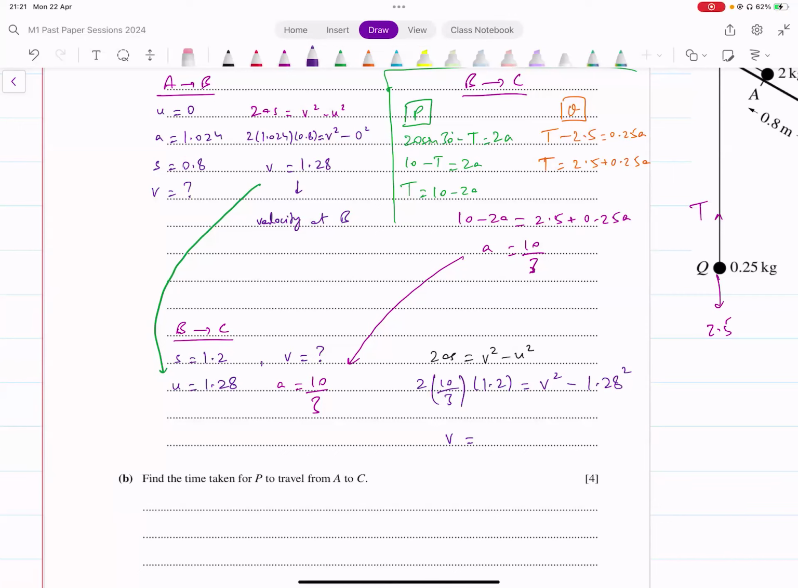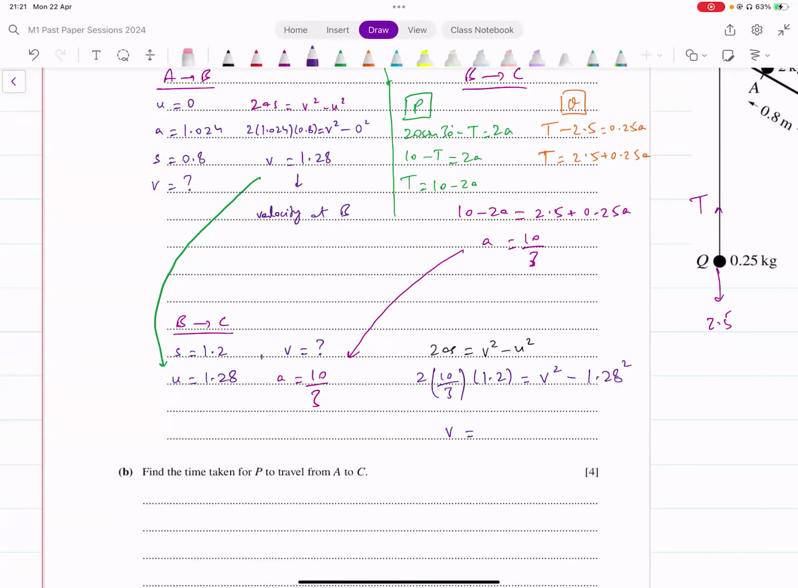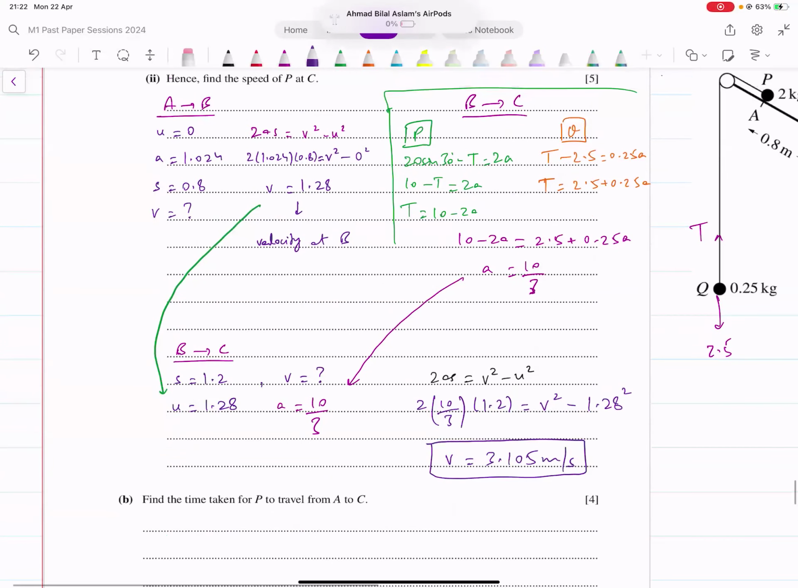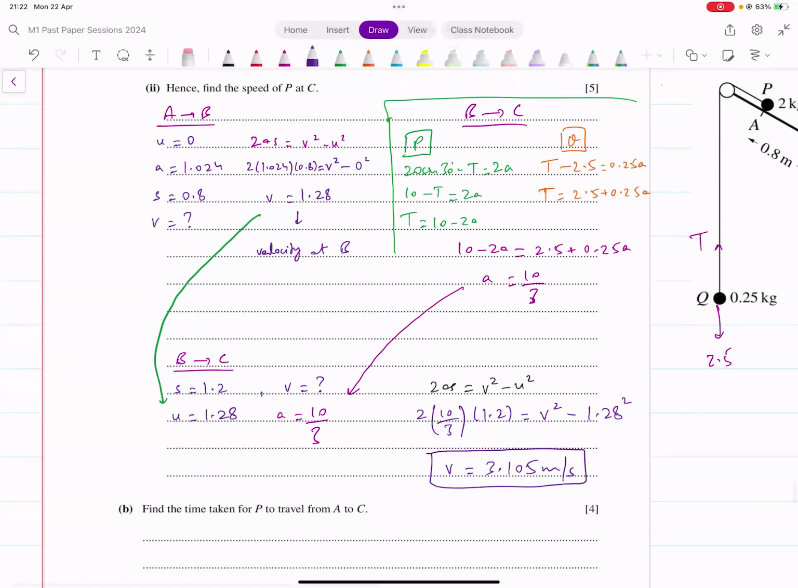2 into 10 over 3 into 1.2 plus 1.28 squared, and then square root of that. That's giving me 3.105. That is the velocity of the particle at the point C, and that's what we were looking for, 3.105.